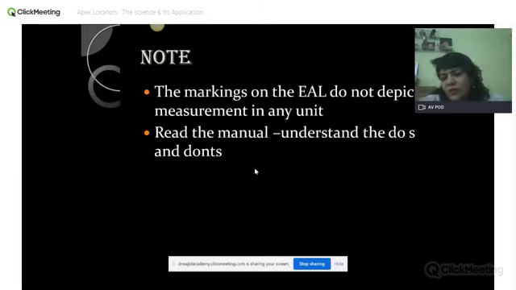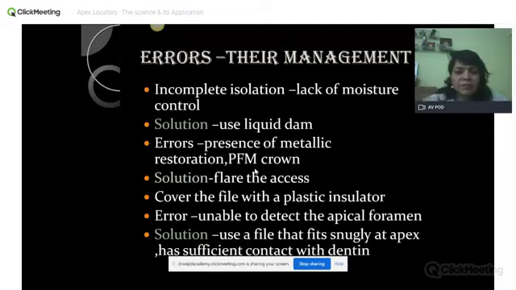The markings of an electronic Apex locator do not depict measurement in any unit. Read the manual properly before proceeding with the use of the Apex locator. The don'ts in the manual, the prohibitions, the precautions in the manual are as important as the do's, because that will help you in making sure that your instrument serves you longer and stays durable and reliable.